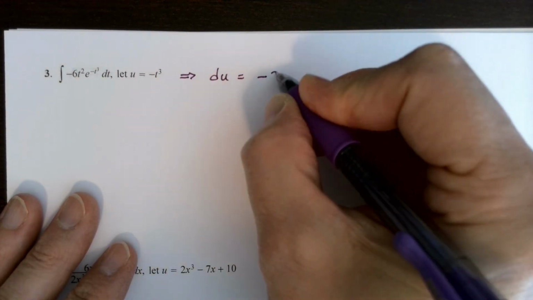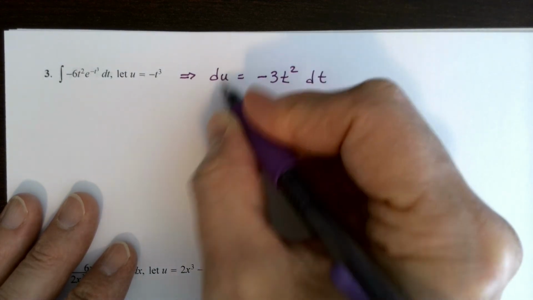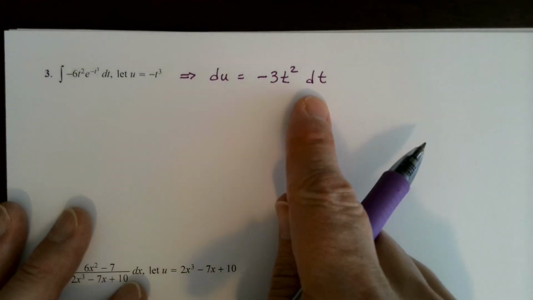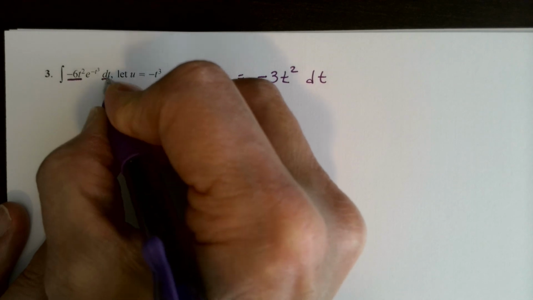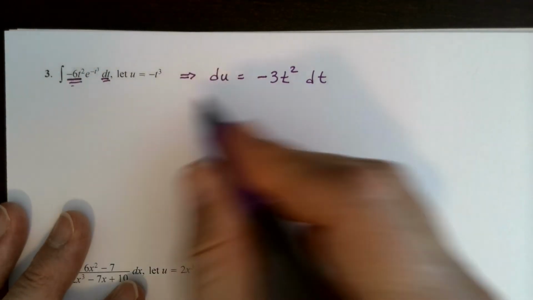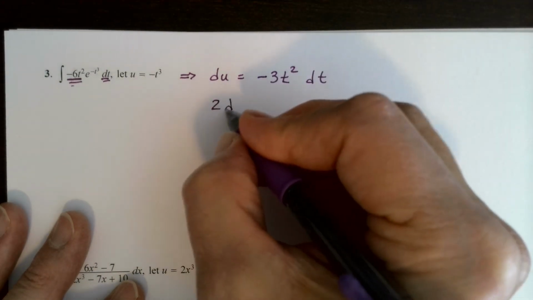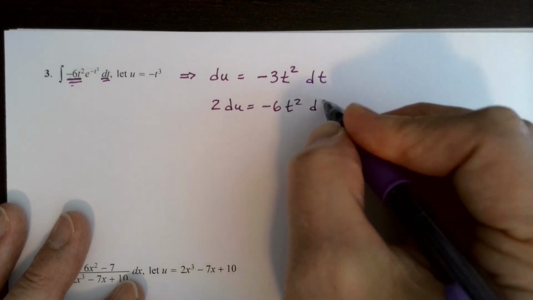Du would be what? The derivative of negative t cubed is negative 3t squared, and then dt, right? So du/dt is negative 3t squared. So du is negative 3t squared dt. Now I look over here and I've got a negative 6t squared dt. Looking at that part of it, what do I need to do to get negative 6? Multiply both sides of this by what? 2. So 2 du is 2 times negative 3, negative 6t squared dt.